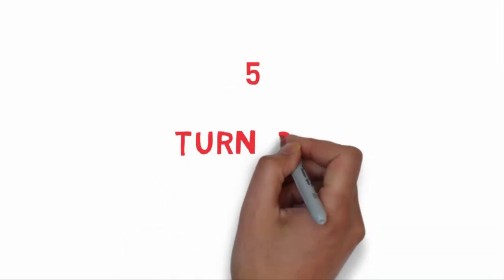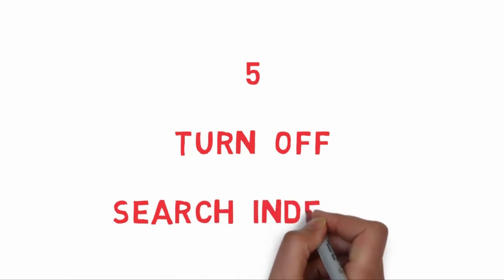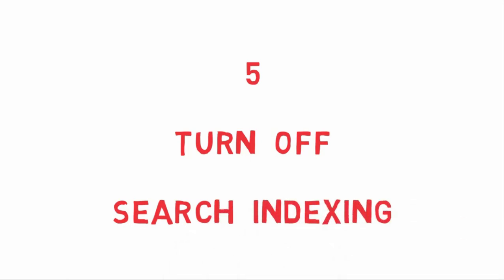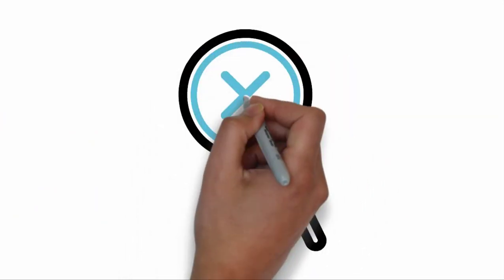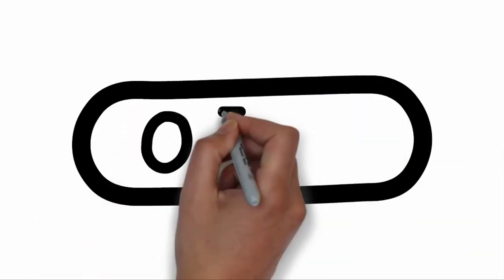Number 5. Turn off search indexing. Windows 10 indexes your hard disk in the background. To get the maximum benefit in Windows 10, you need to turn indexing off completely.